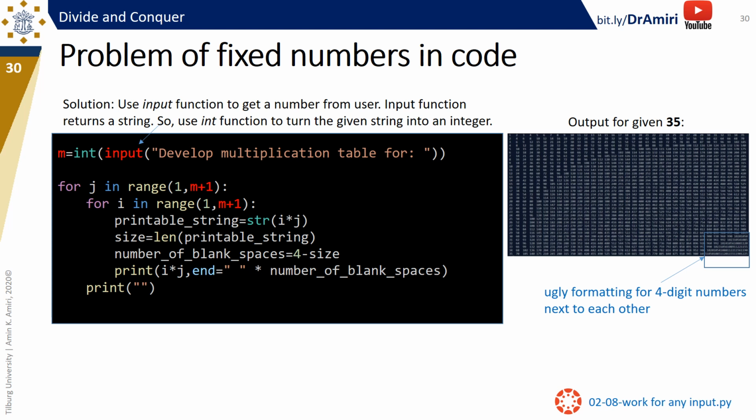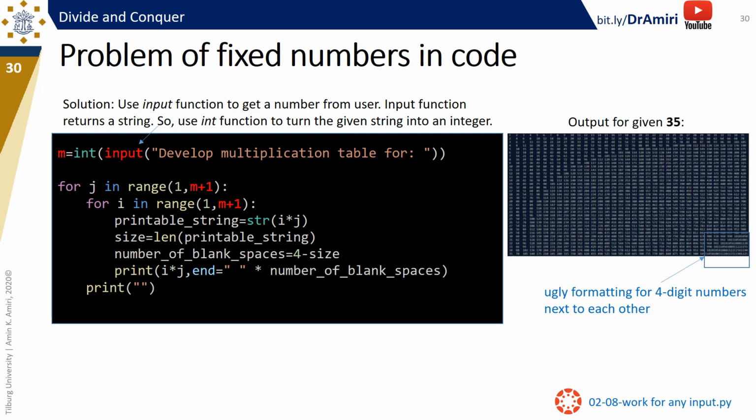So from now on, as a user, you can enter any number, and the multiplication table will be created for that number. So you can see here the output that we have seen for 35. Everything seems to be great. But if you look at the bottom left of this, you can see that all the numbers are mixed together. It has become ugly again.